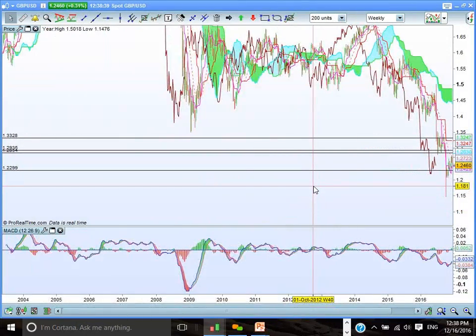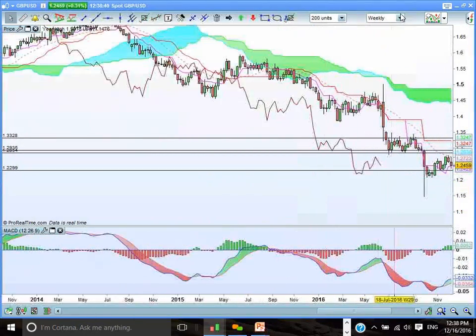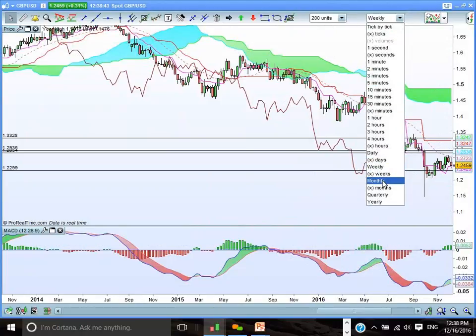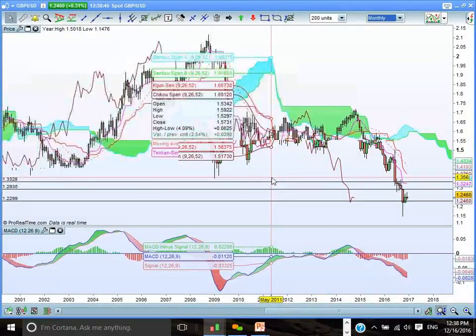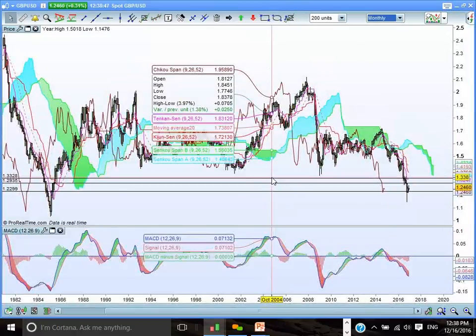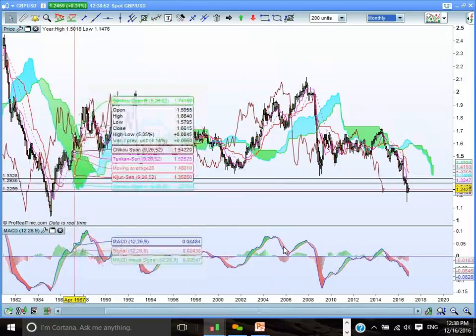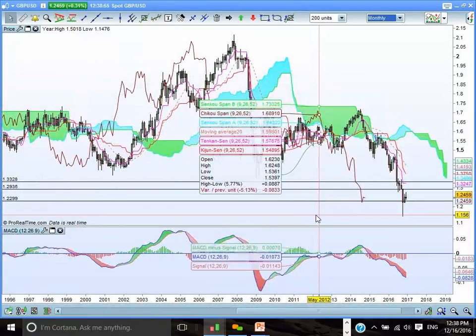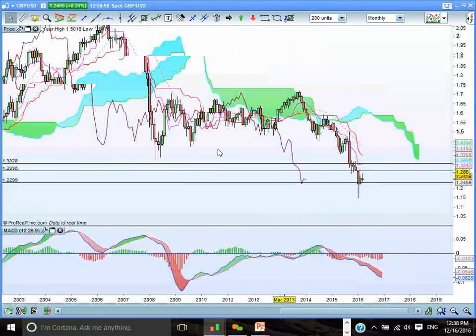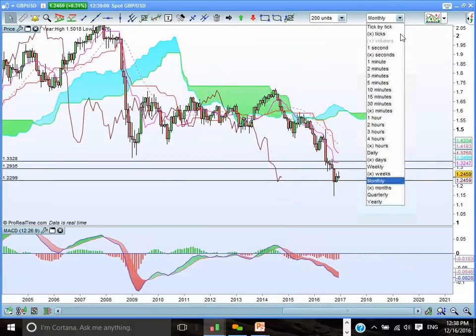Okay, we're in uncharted territory here. If we go to the monthly, we can see an entirely new area, and we are looking at lows not seen since '85 and '87. So we are in a very, very long-term downtrend. Okay.